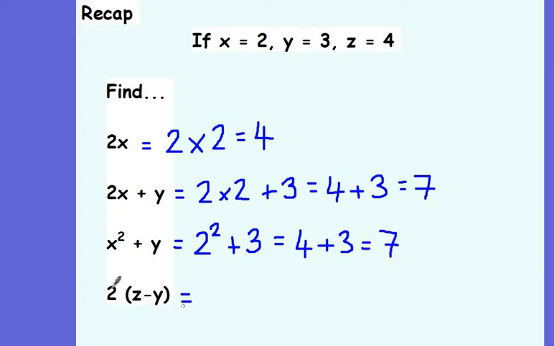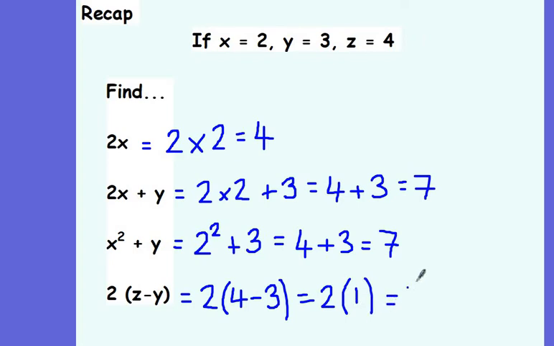And finally, I've got 2 lots of z take away y, which is 2 lots of, wherever I see a z, I need to write the number 4. Wherever I see a y, I need to write the number 3. So I've got 2 lots of 4 take away 3, which is just 2 lots of 1, which gives me 2.